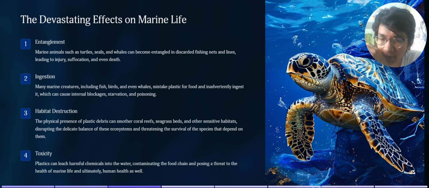Ingestion. Many marine creatures, including fish, birds, and even whales, mistake plastic for food and inadvertently ingest it, which can cause internal blockage, starvation, and poisoning. Imagine you eating plastic. It will kill you, right? Exactly what happens with animals if they eat plastic and they are not smart enough to distinguish between plastic and food. We as humans have the intelligence to distinguish between plastic and food, but usually animals go by the appearance and the smell of the food.